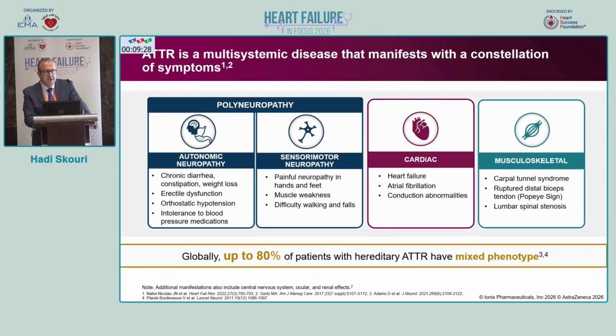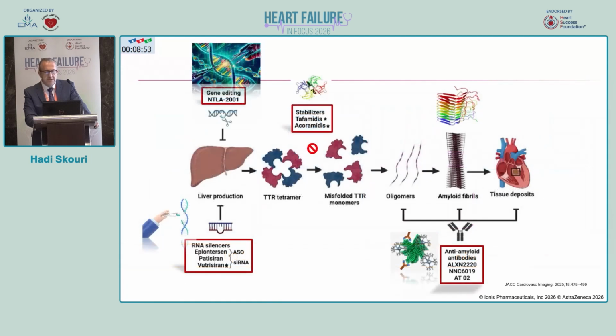Already this has been discussed, that ATTR is a multisystemic disease that manifests with a multiple constellation of symptoms. We have to have a low threshold to diagnose these. These symptoms can be neuropathic polyneuropathy, cardiac if it involves the heart, and musculoskeletal, like carpal tunnel, lumbar spinal stenosis, and biceps rupture. Globally, up to 80% of patients with hereditary ATTR can have a mixed phenotype, meaning that they can have polyneuropathy and cardiac disease at the same time.